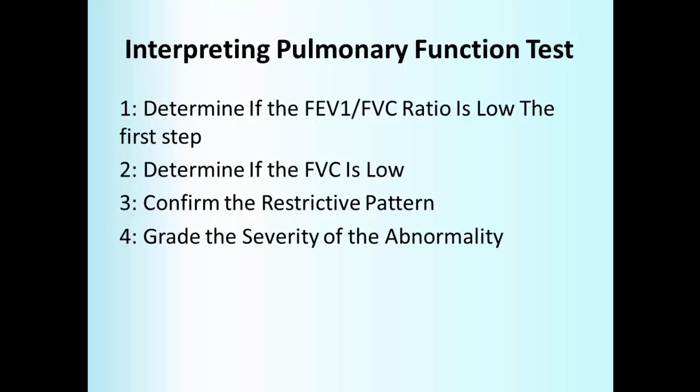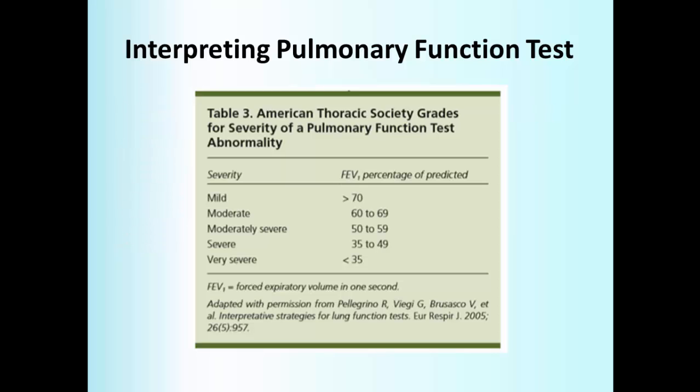The fourth step is to grade the severity of the abnormality. If an obstructive defect or restrictive pattern or a mixed pattern is present, this is where it'll show up. And this is the ATS system for grading the severity of the PFT abnormality. So this is a table that does step 4.